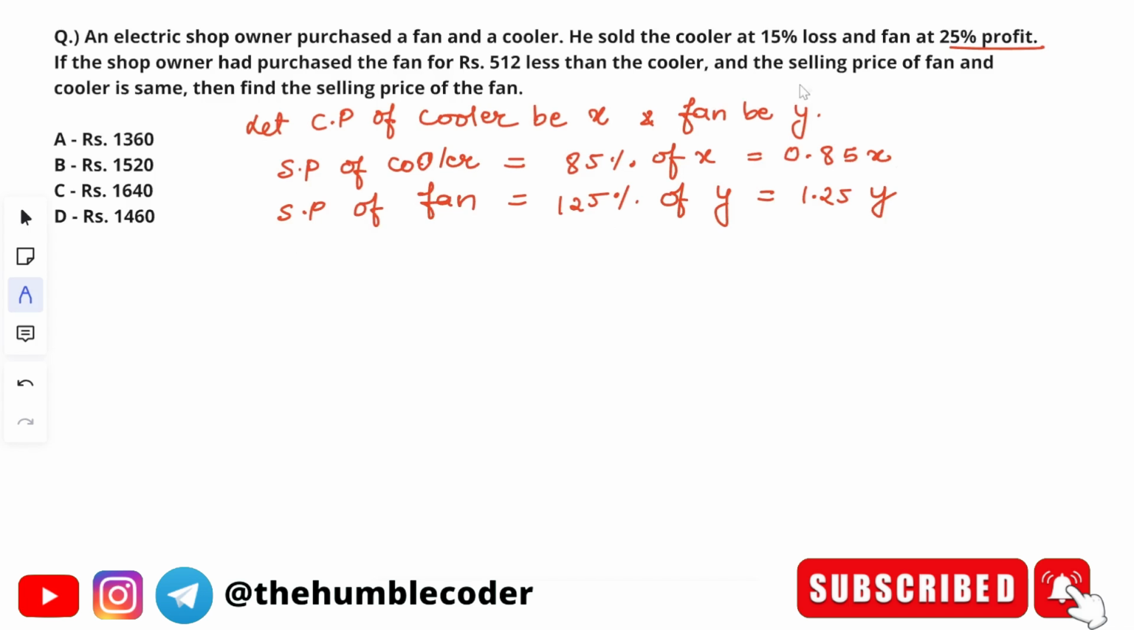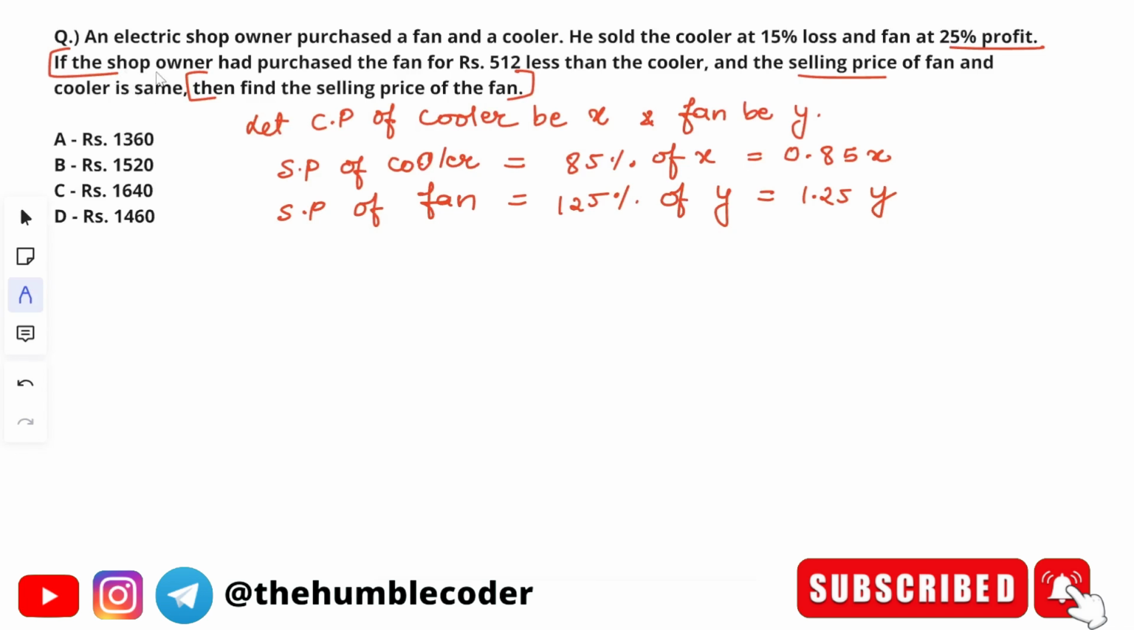Now let's see what is the final thing that is asked of us. You have to find the selling price of the fan. See, it is asked here. The selling price of the fan is 1.25y. If we somehow find the value of y, we can find out the selling price of the fan, right? So in order to find y, let's see what data is given to us. We are told a few things, that the cost price of the fan is 512 less than the cooler.